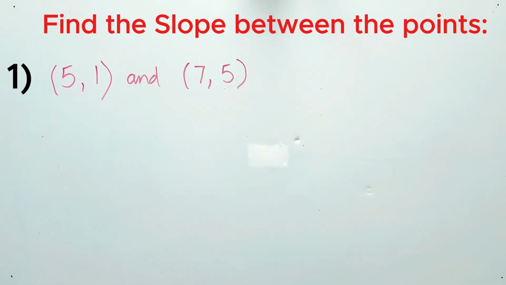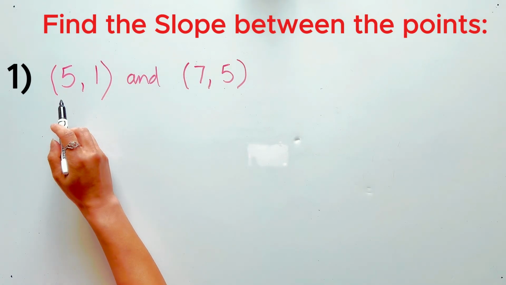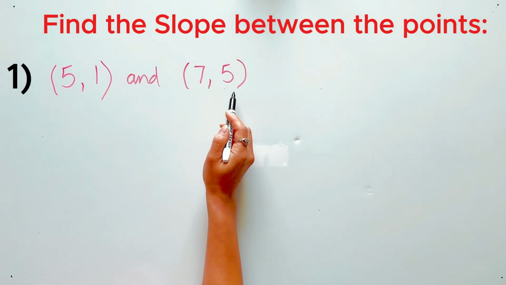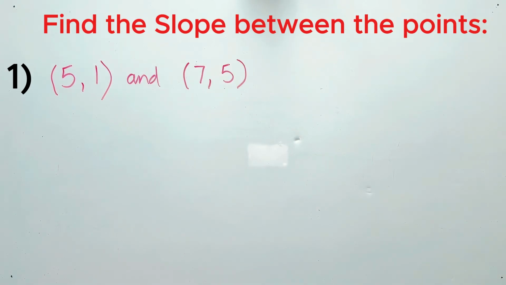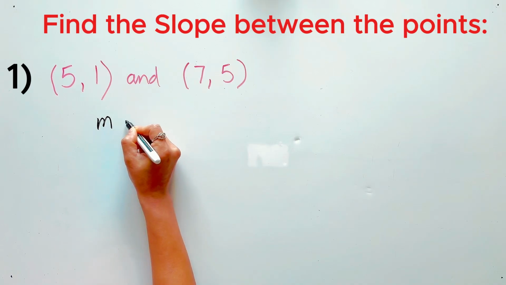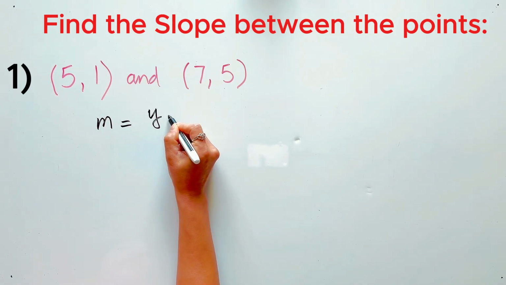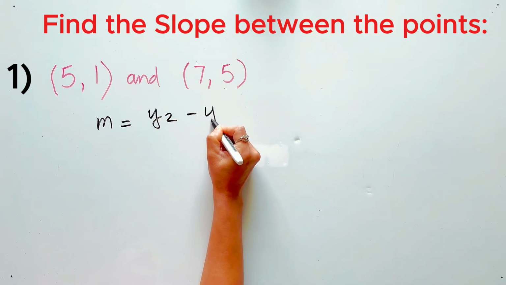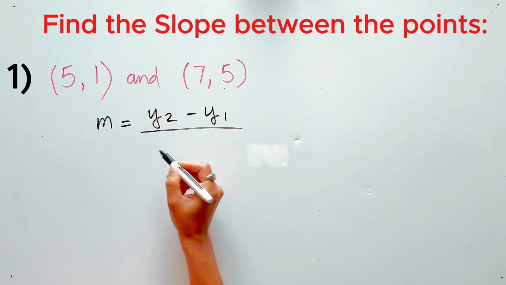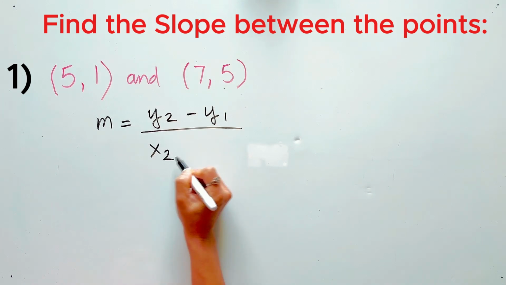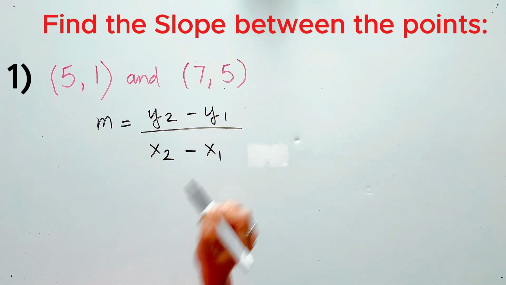Let's get started. For example 1, we have 2 points, (5, 1) and (7, 5), and we will use the slope formula to solve for slope. So m equals y sub 2 minus y sub 1 over x sub 2 minus x sub 1.